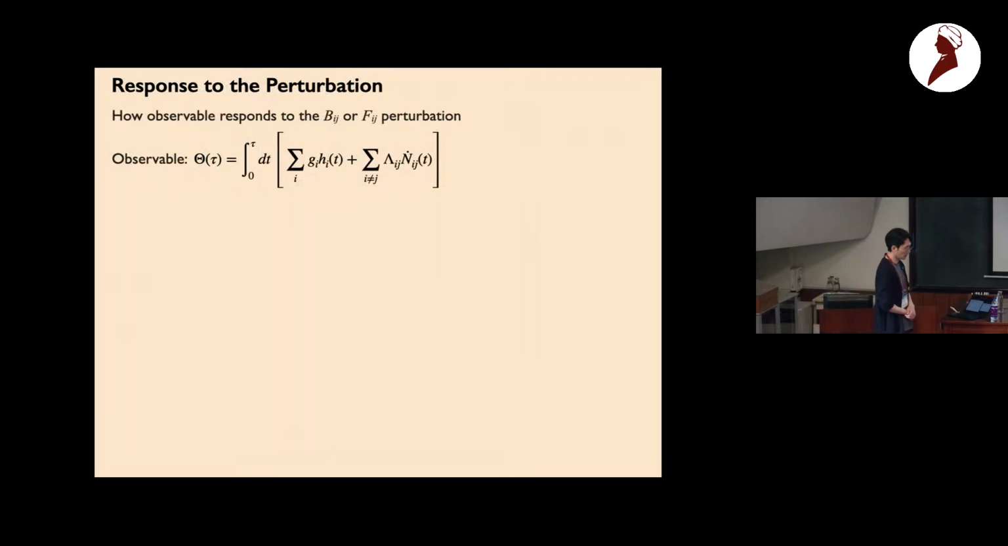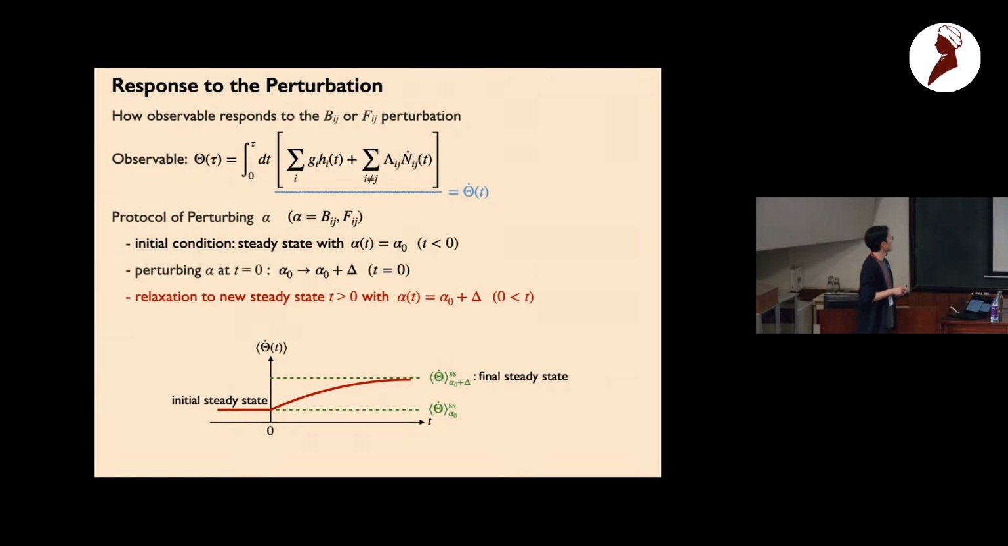For these two perturbations, now let's talk about the response. This is an observable expression. Here we can define this integrand as an observable rate, theta dot. This is a protocol of perturbing alpha, where alpha can be either Bij or Fij. Initially, the system is in the steady state with a certain value alpha 0. It should not be 0; it can be any finite value.